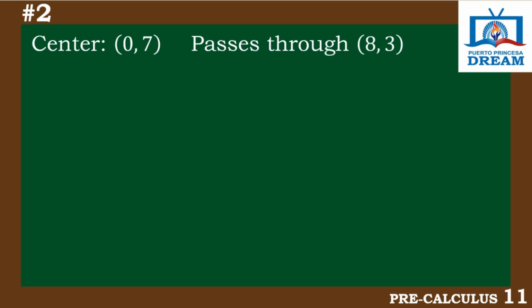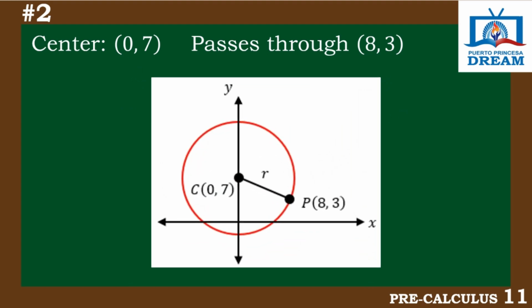Now, let us proceed to problem number 2. This is similar to the first problem. The center, h, k, is given, as well as the random point, x, y, where the circle passes through. So, we only need to solve for the value of r squared. By graphing, our circle should look like this. The center is plotted at the coordinates 0, 7, and the circle passes through the point 8, 3.